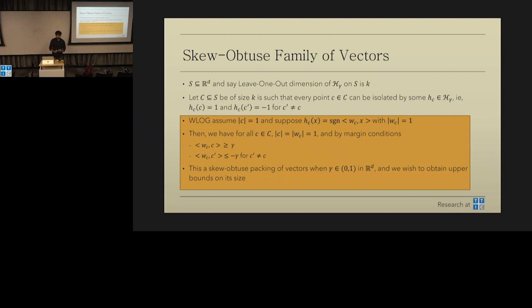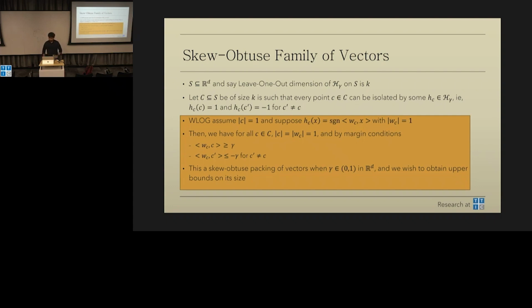Usually we talk about obtuse packing. That is, we want a bunch of vectors in R^d which are at obtuse angles with each other mutually. But here now you have a skew condition. So for every c there is a vector w_c which is close to it but far away from any other c prime.